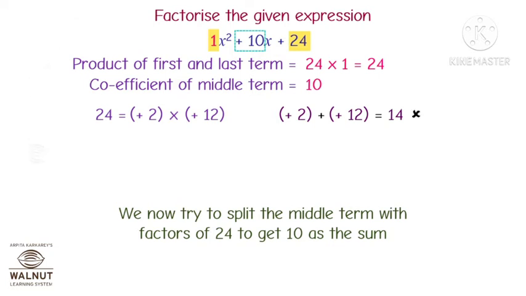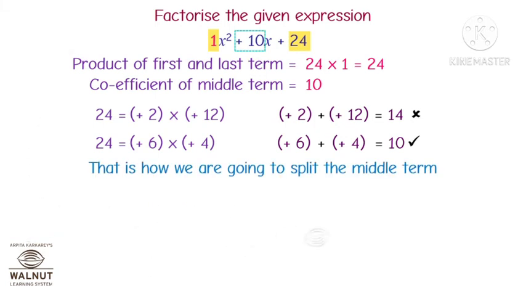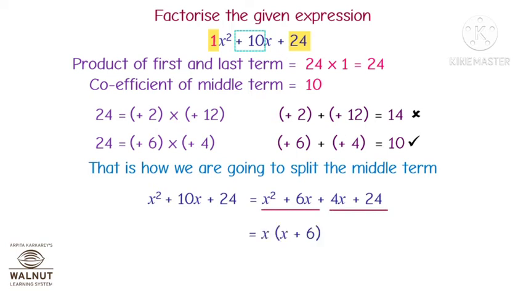So we try with other factors. 24 is equal to plus 6 into plus 4. And plus 6 plus plus 4 is equal to 10. So we can use these factors. This is how we are going to split the middle term. x square plus 10x plus 24 is equal to x square plus 6x plus 4x plus 24, which is equal to x into bracket x plus 6 plus 4 into bracket x plus 6, which is equal to x plus 6 into x plus 4.